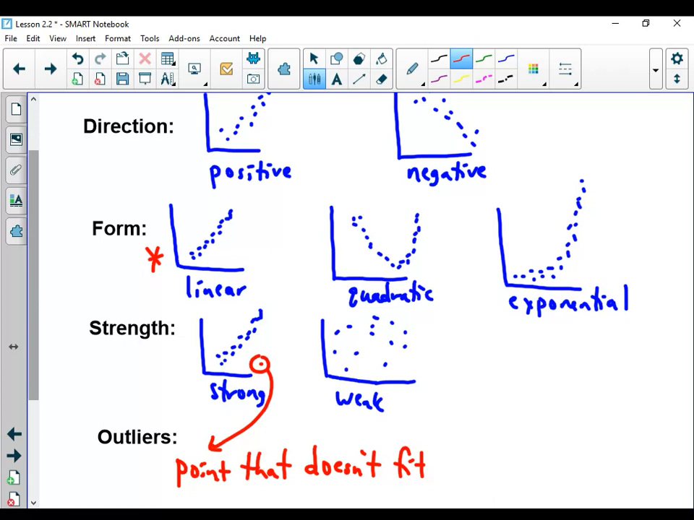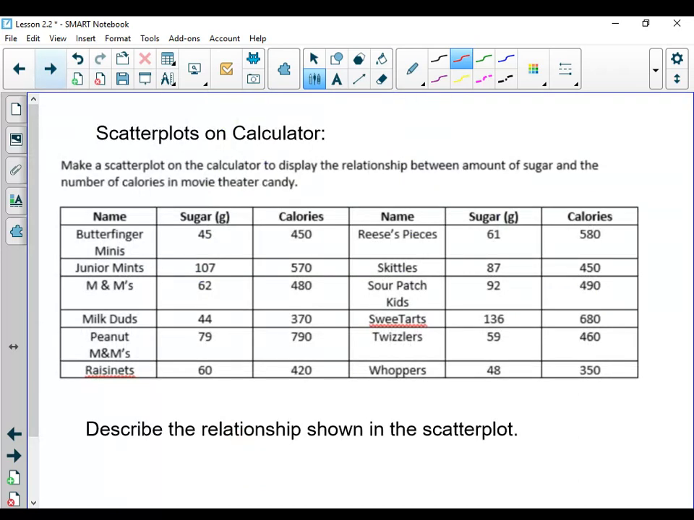All right, so how are we going to make a scatter plot with some data on our calculators? Well, I gave you some data there related to different types of candy that they might sell in a movie theater. And for each of those types of candy, I have the sugar amount and the calories. And we're going to try to make a scatter plot for this data.